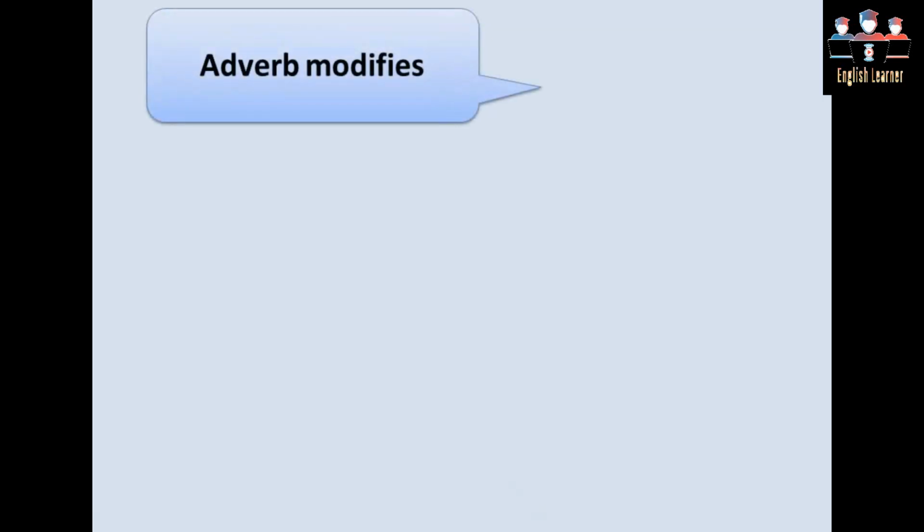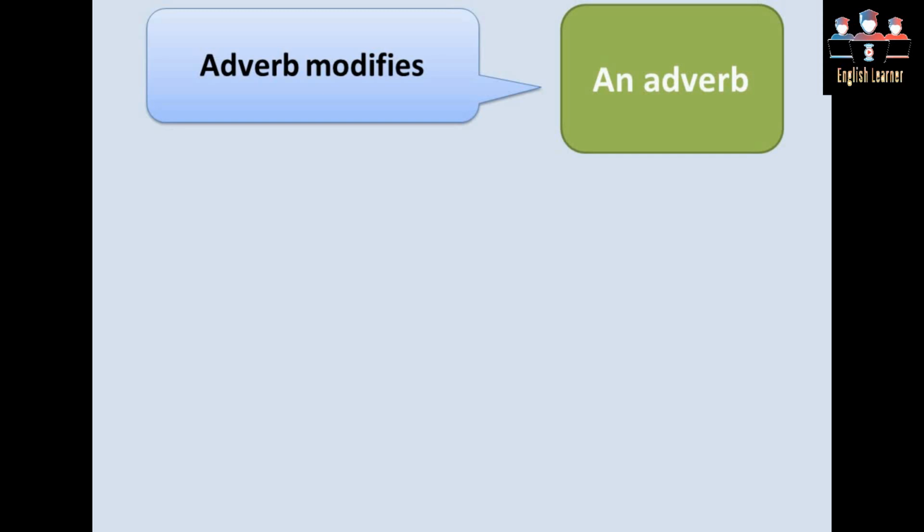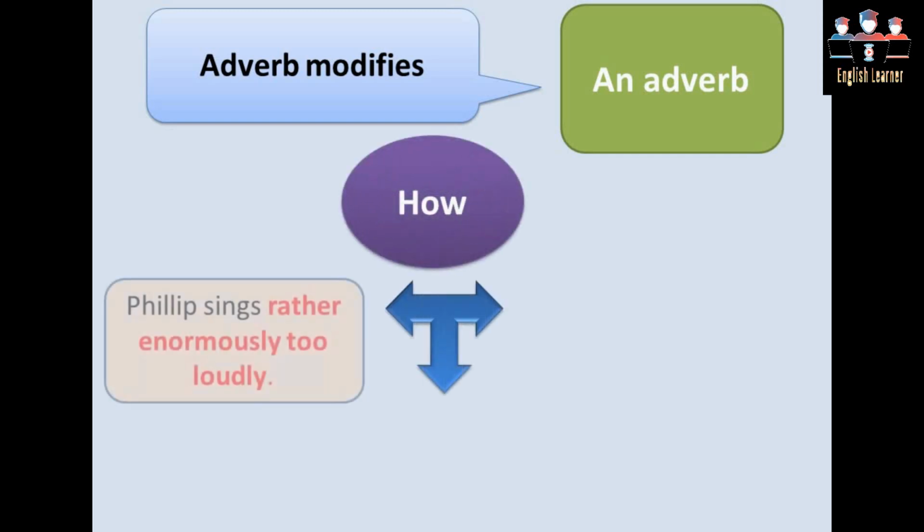Students, now we're going to look at the third part of an adverb, that is how an adverb modifies another adverb. The answer of this is in these examples. Example number 1. Philip sings rather enormously too loudly. In this example, rather enormously too loudly, this is all actually an adverb which is modifying another adverb.